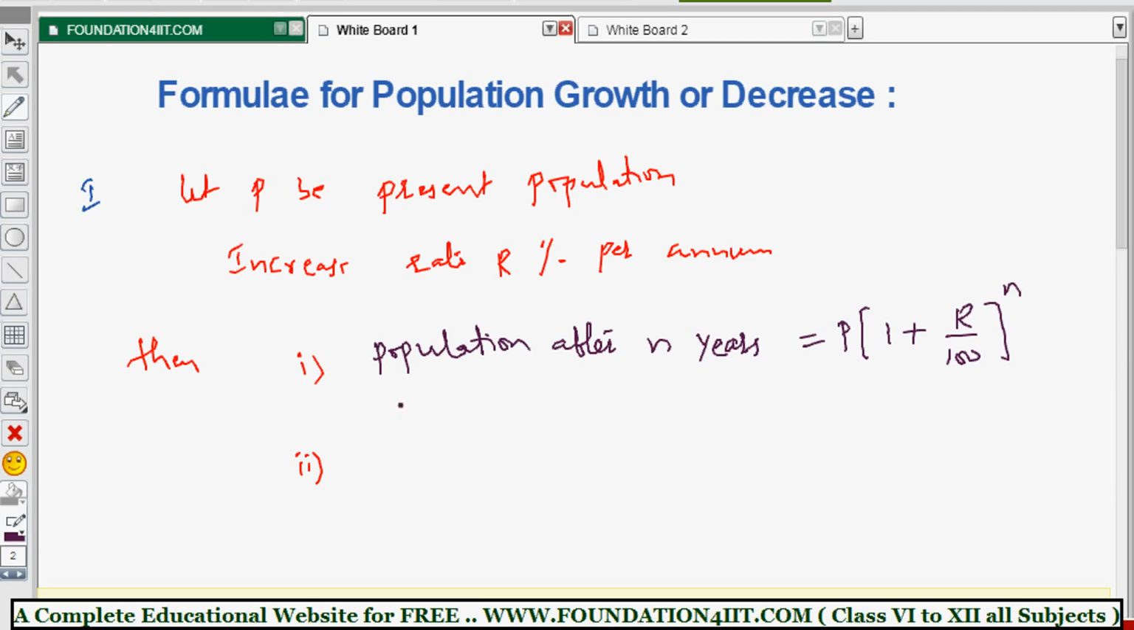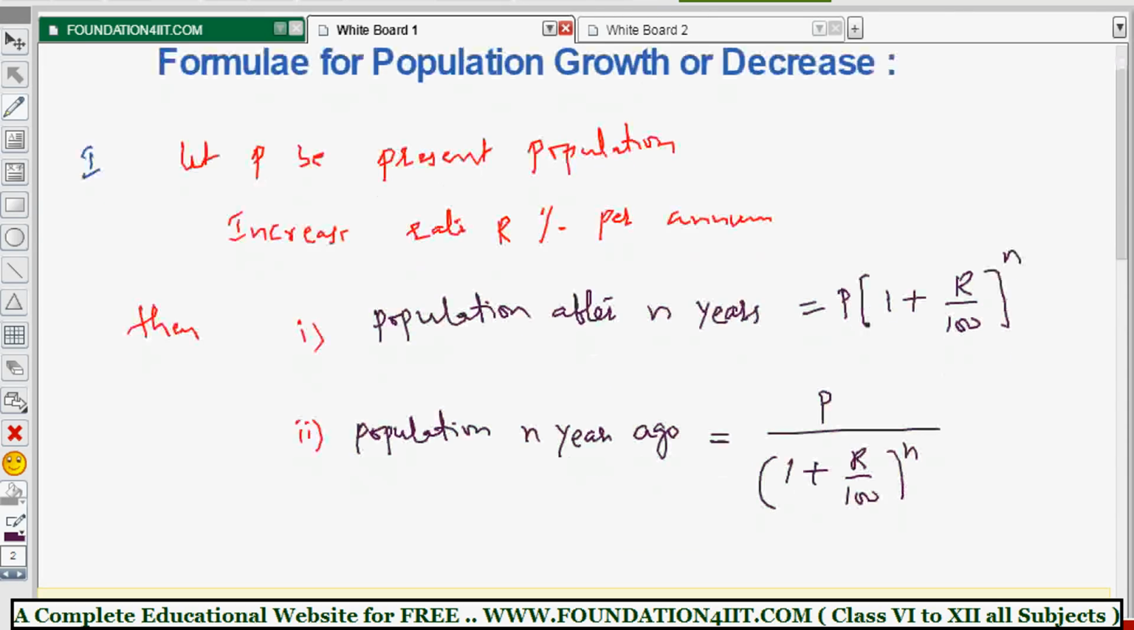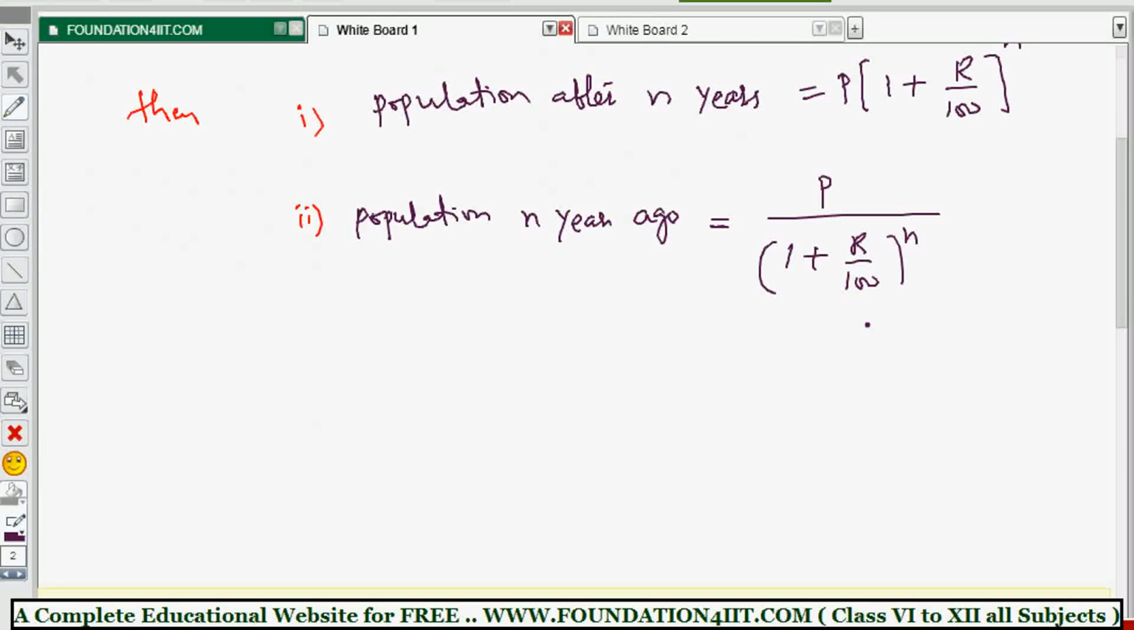Then similarly, population n years ago. So if the present population is P, then the population n years ago, or before 2 years or before 5 years, like that type of n years ago. So it's previous. That formula is P by 1 plus r by 100 to the power n. Okay. N years ago is P by 1 plus r by 100 power n, and after n years is P into 1 plus r by 100 to the power n, right? Then we use this for n years ago or after n years.